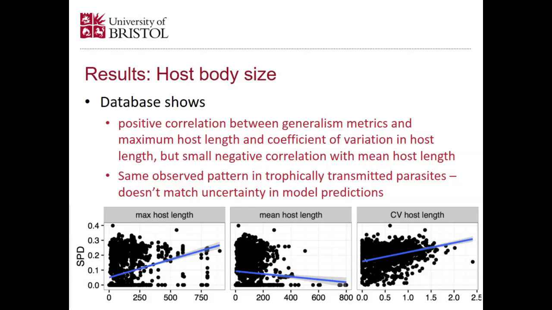we compared several different measures of host length to the several generalism metrics. Here I'm just showing one example of SPD, which is one of the phylogenetic measures, but they all look pretty similar in this case. We saw a positive correlation between maximum host length and the coefficient of variation in host length, but not with mean host length, where we saw a small negative correlation. So this pattern was also essentially the same in the data for the trophically transmitted parasites, which doesn't match up with the model prediction where there was a difference between the directly versus trophically transmitted ones.